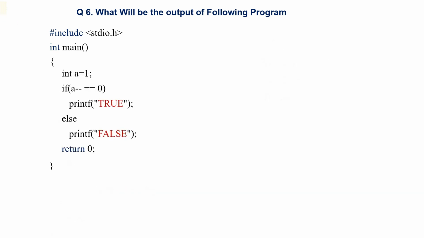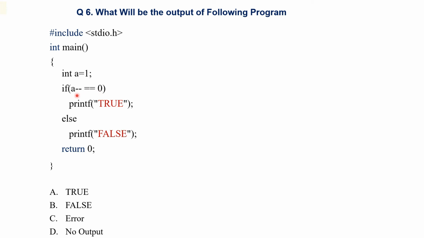Let's have a look at our next question. What will be the output of the following program? And these are the options from where you have to select one correct answer. So here in this program, an integer variable a is declared and it is initialized with the value 1. The next statement here is the if statement, where the condition is a-- equals to 0.